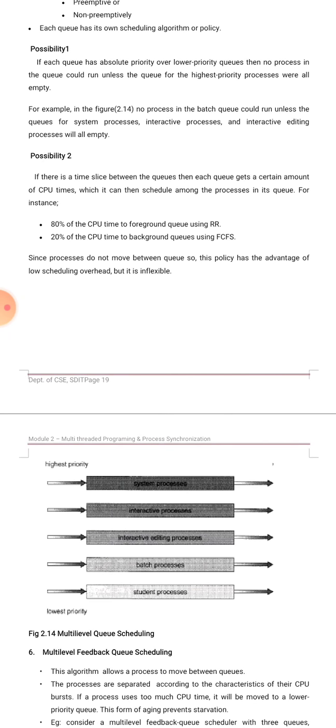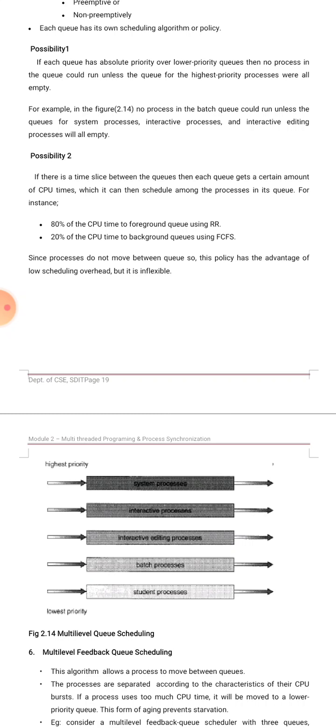Then we have two possibilities. What are the two possibilities? If each queue has absolute priority over the lower priority queue, then no process in a lower queue could run unless the queues of the higher priority processes were all empty.